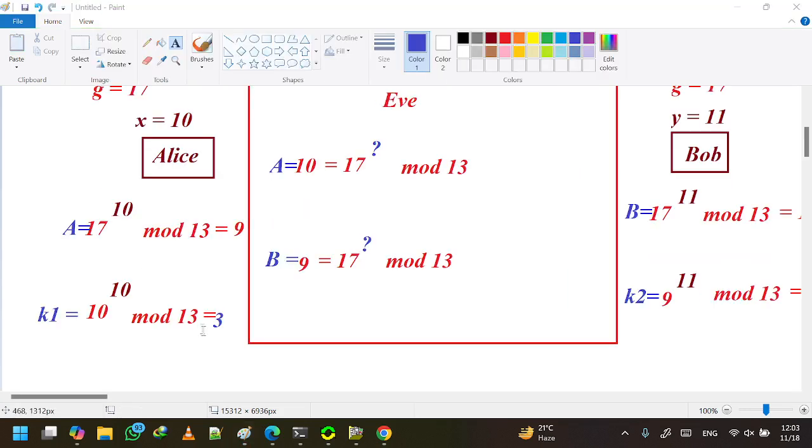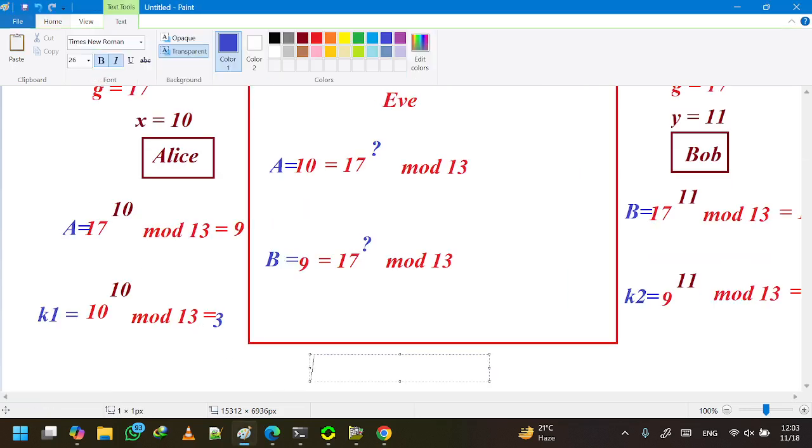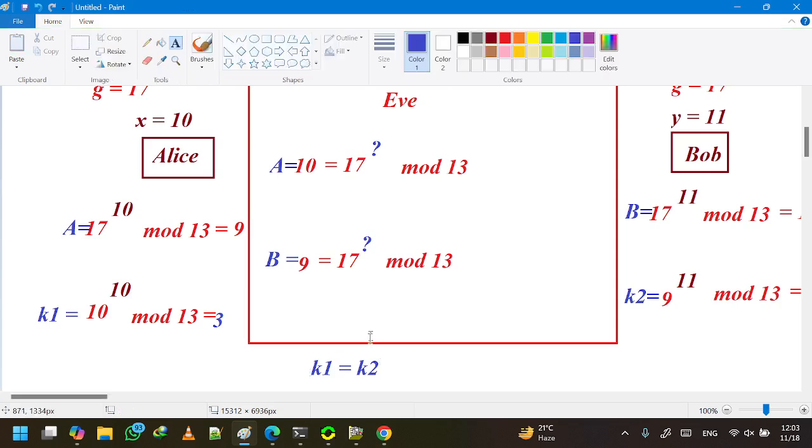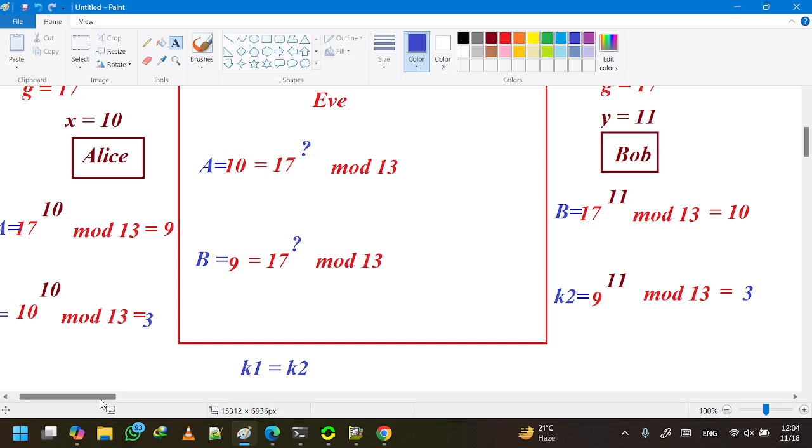So now we see that K1 is equal to K2. This means that without Alice and Bob even meeting, Alice and Bob have managed to establish a secret key, a secret number, which is 3. On both sides we have the same number 3.